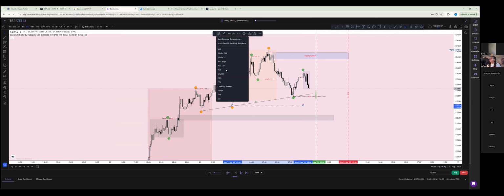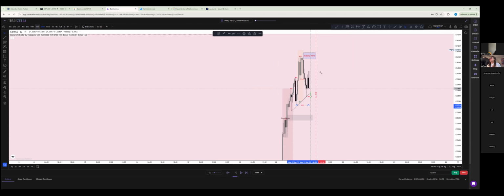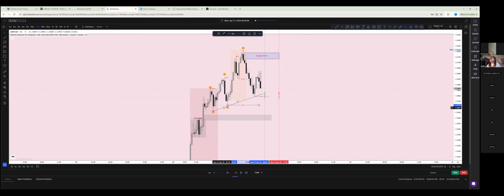This would also be considered a break of structure, but I'm sorry, that would be a change of character for a 15-minute, for example. If you go to the 15-minute, this would be the first area of a change of character for the 15-minute, because this was the 15-minute low that led to this 15-minute high that broke this structure. So price would have to do this break here for you to say, oh, on a 15-minute time frame, this is a change of character.